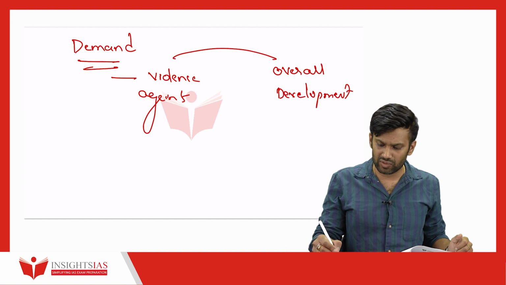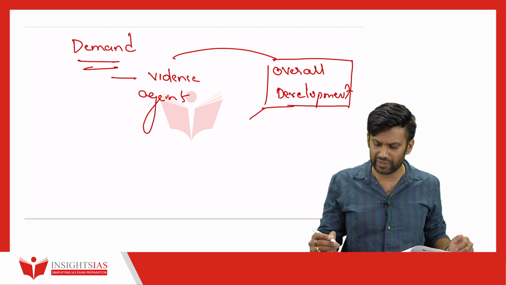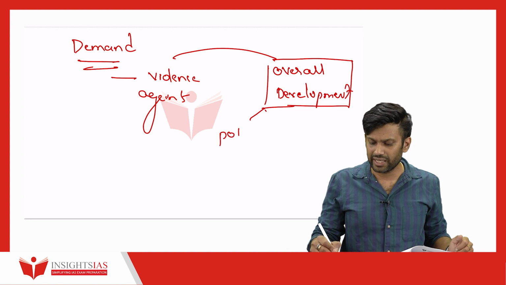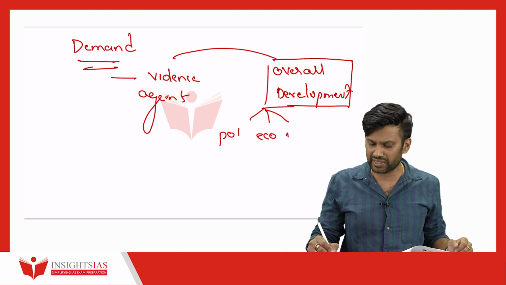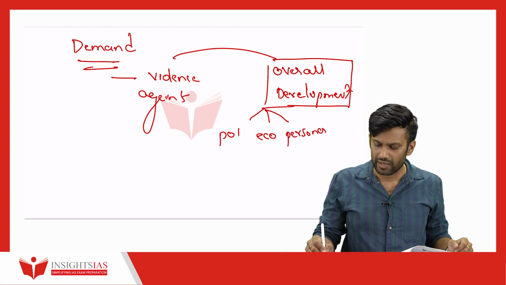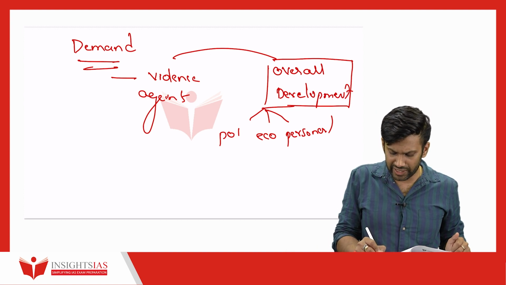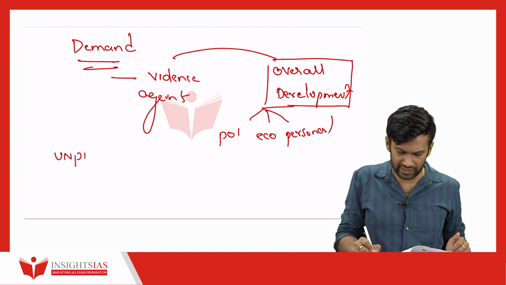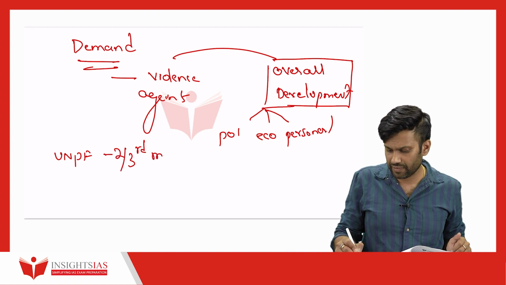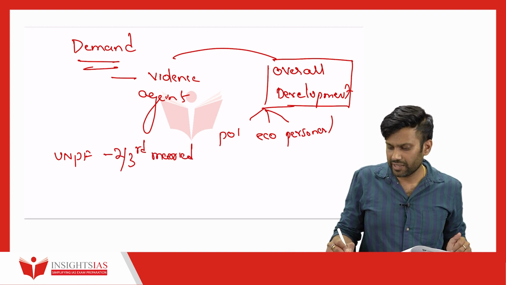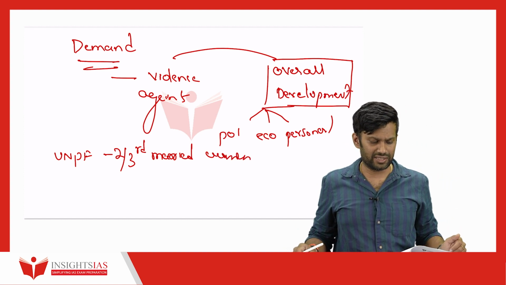So how does this impact the development of women? When we say development, it can be political development, it can be contributing to their economic development, and it can also be their personal development. Here we can start the answer by saying that according to the United Nations Population Fund, 2/3 of married women in India are victims of domestic violence.